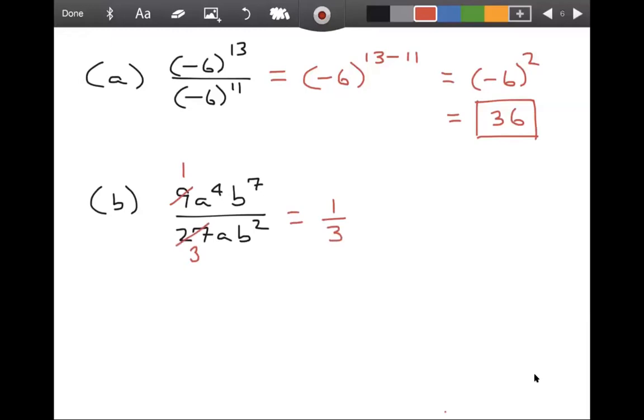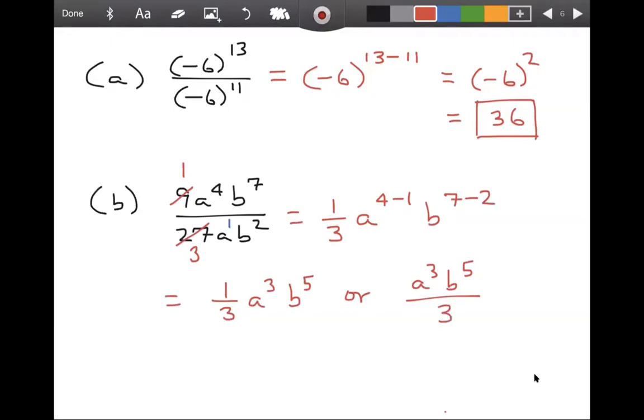And then we're going to do, remember again, there is an invisible 1 right here. So that's going to simplify to a to the 4 minus 1, b to the 7 minus 2. Which gives us an answer of 1/3 a to the 3rd, b to the 5th, which can also be written as a to the 3rd, b to the 5th over 3. All right, either answer would be okay. All right, back to the presentation.